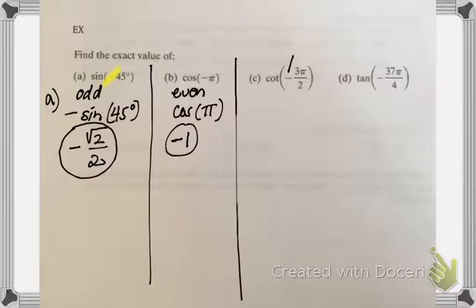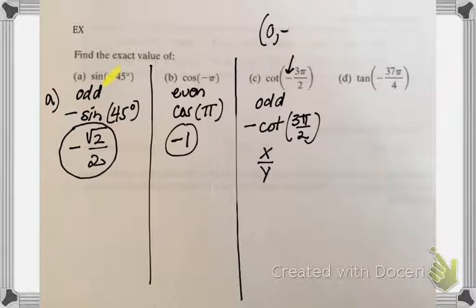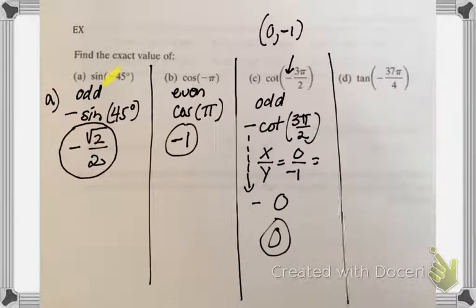Cotangent. We can't have a negative in front of the value, so I'm going to bring it out because cotangent is odd. So I bring out the negative sign. I'm actually looking for negative cotangent at 3 pi over 2. So first I have to find cotangent at 3 pi over 2. Remember that cotangent by definition is x over y. The coordinate point at 270 or 3 pi over 2 is 0, negative 1. So I get 0 over negative 1, which is 0. Bring down the negative sign. I get negative 0. Because it's 0, it's just 0. I don't have to pay attention to the negative sign.